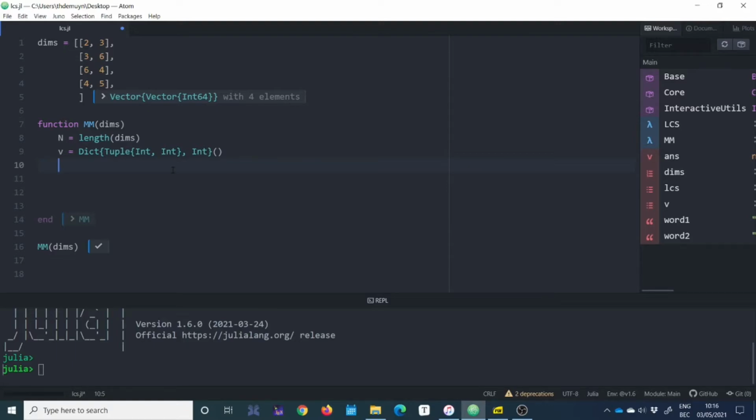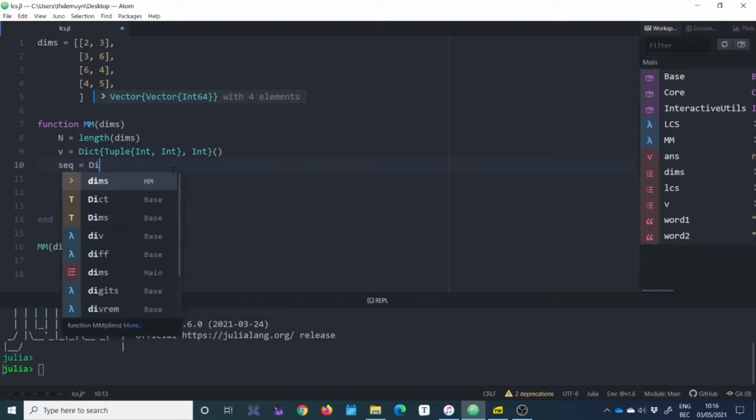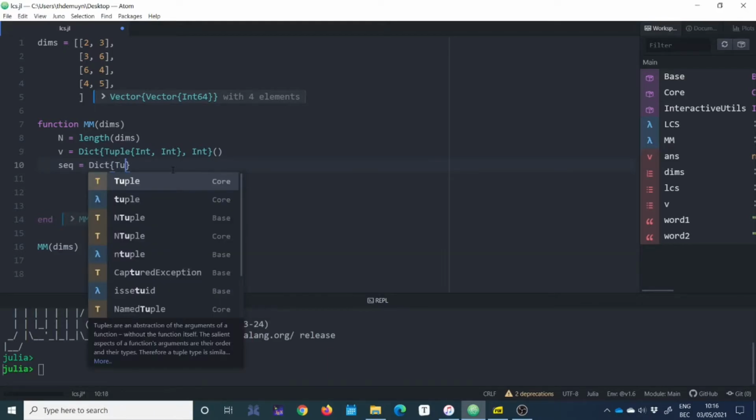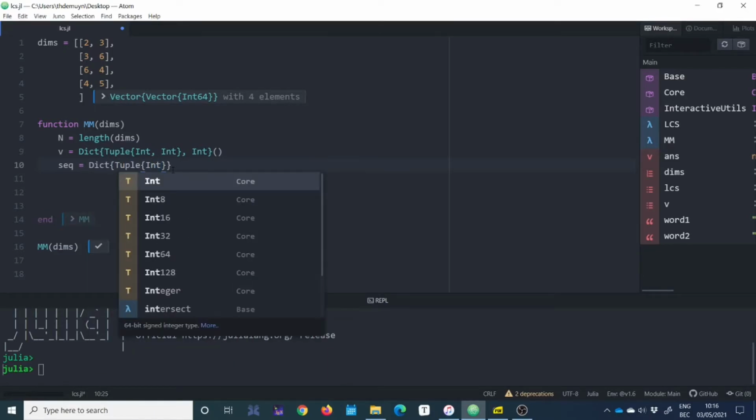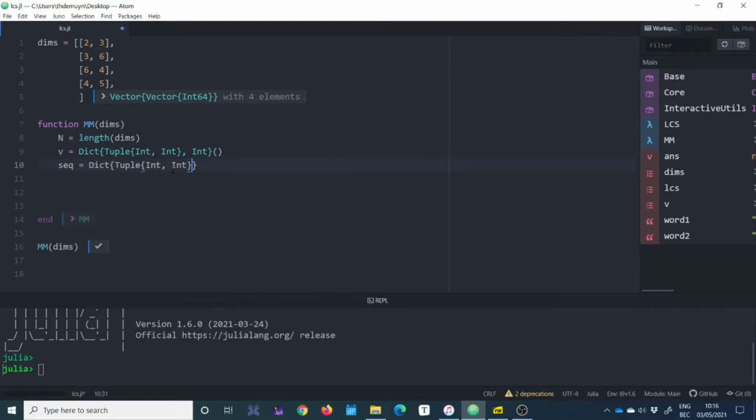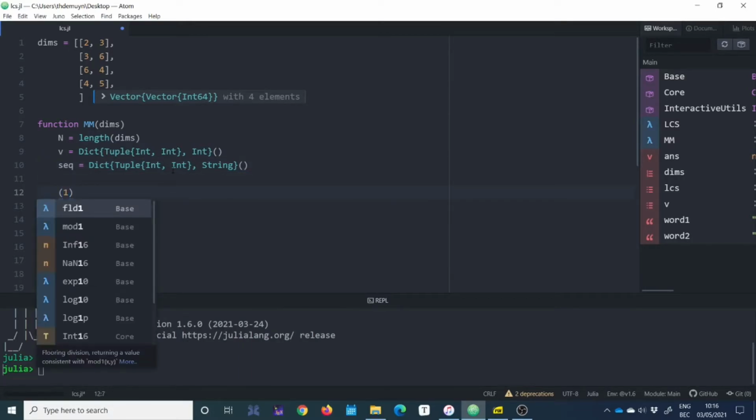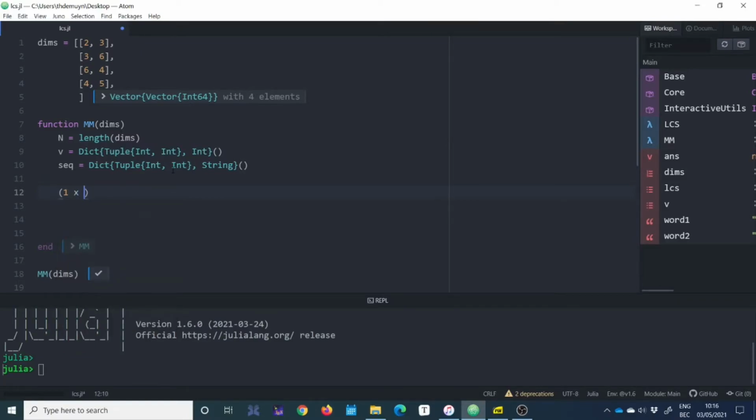And then I also want to store the results. So for any tuple, starting matrix, finishing matrix, I'm going to store the results in, let me use a string. Right, so basically I would like to have something, sequence will give me something like 1 times 2 times 3, something like this, right? Which means that I first multiply 1 and 2 together, and then I multiply the result by 3. Okay, so this is what I would like to have.